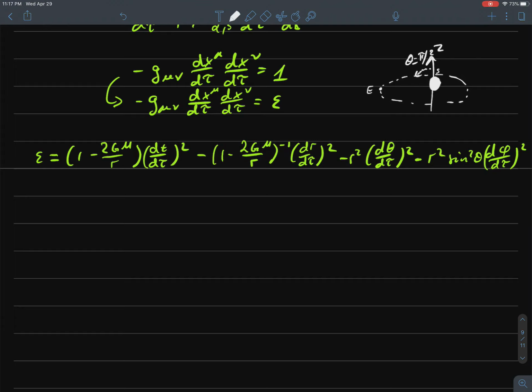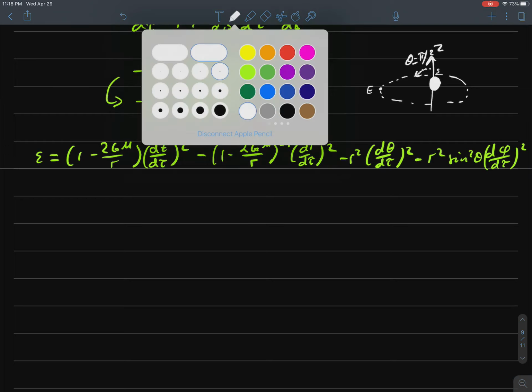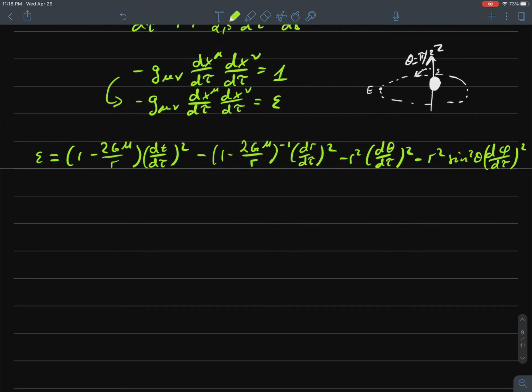Okay, so I want to set theta equal to pi over 2, so we're in the equatorial plane. And that's a fair assumption to make, because all planets do orbit, except Pluto, but Pluto's not a planet, in the same plane, and we can set that plane to be pi over 2.